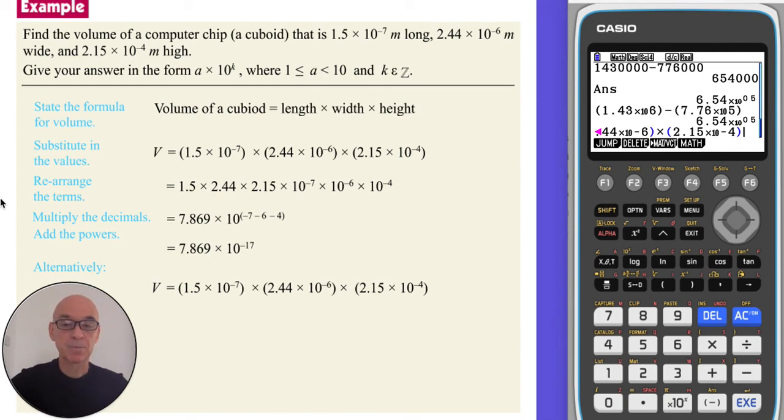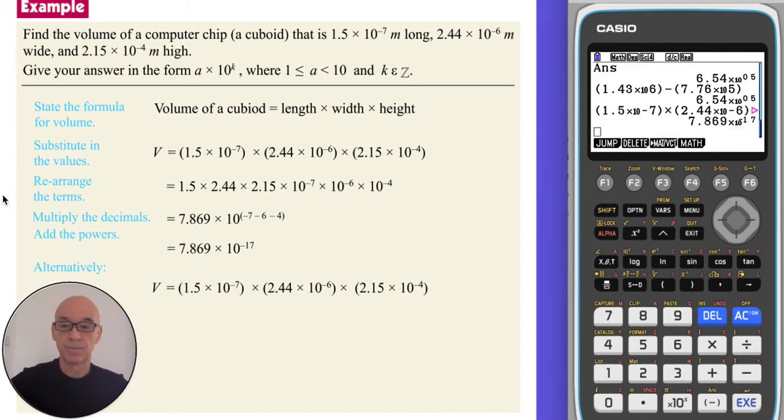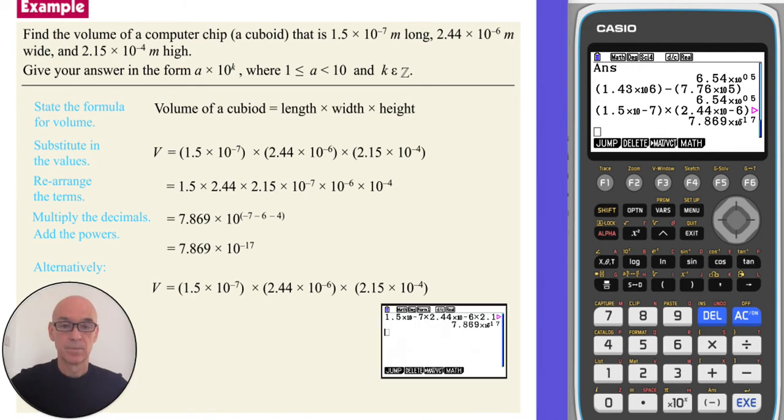And again, because my calculator is in scientific mode, when I press Execute, the answer will be displayed in standard form. So the volume of the computer chip is 7.869 times 10 to the power of -17 meters cubed.